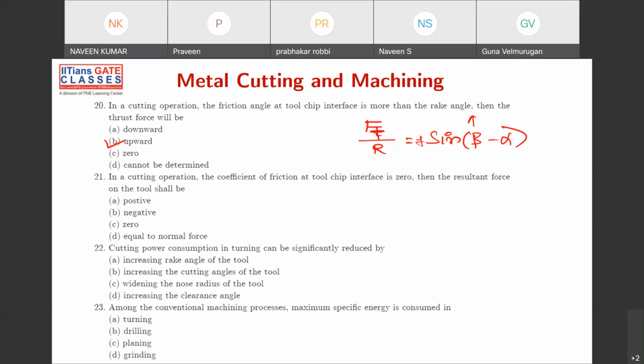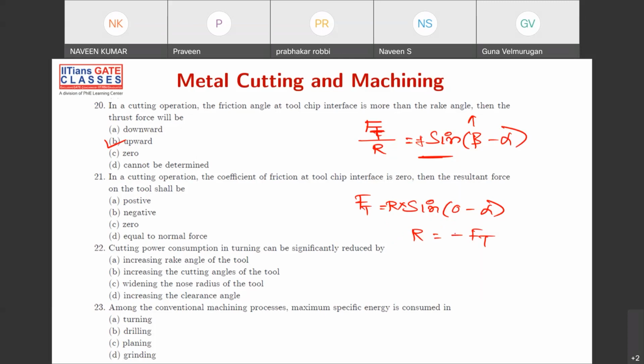The coefficient of friction between the two, beta is zero. Beta is zero, then the resultant force on the tool shall be... Okay, let us use the same formula, the upper formula only. FT is equal to sine(0 minus alpha), R into (0 minus alpha). So R is equal to sine minus alpha, so minus FT. So is it not negative? No. FT is positive. Sorry, it is positive only.